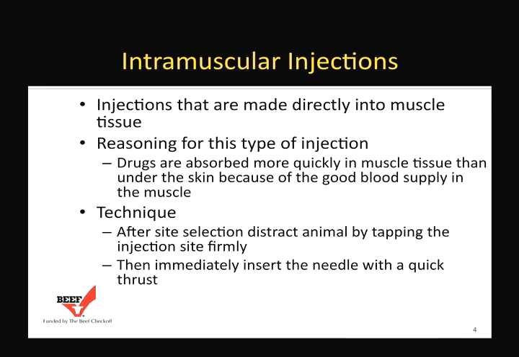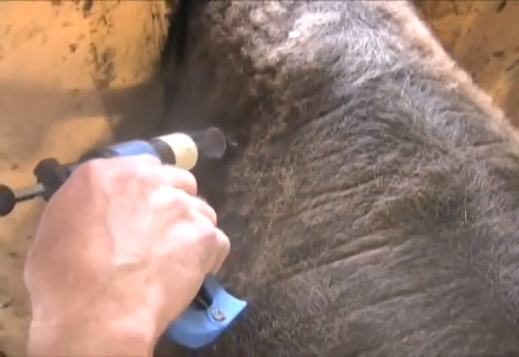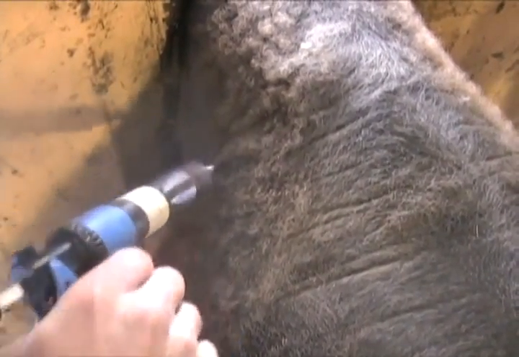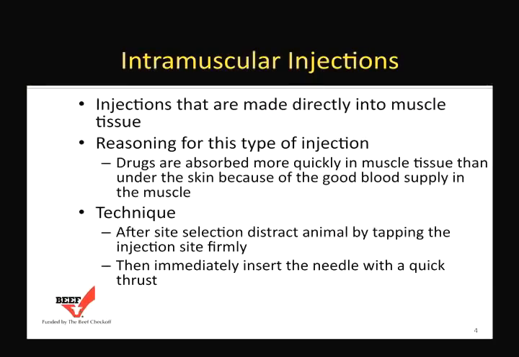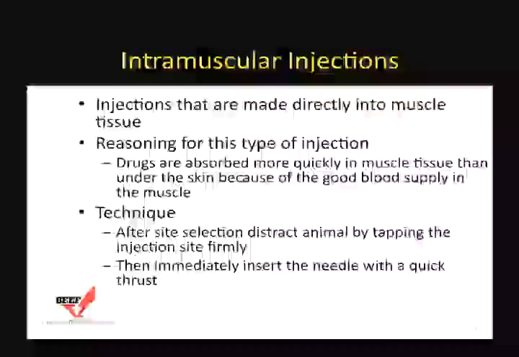You can use one of two techniques for giving an IM injection. One is by distracting the animal by tapping on the neck and then giving the injection into the muscular region. For IM injections, the needle should enter the muscle nearly perpendicular to the neck; dispense the product. The other, you can go immediately in with the needle with a quick thrust into the muscle to deposit whatever you may be depositing, vaccine or antibiotic.